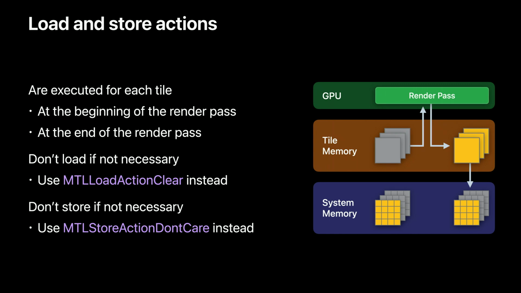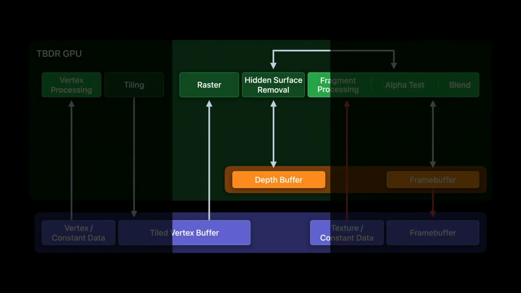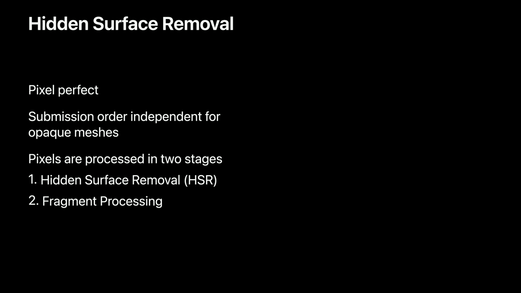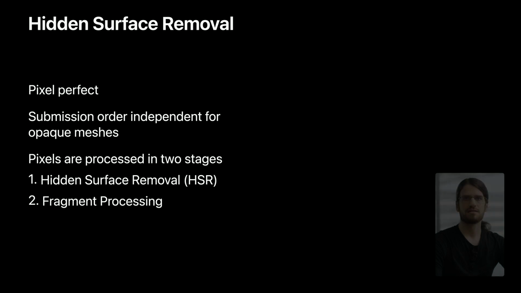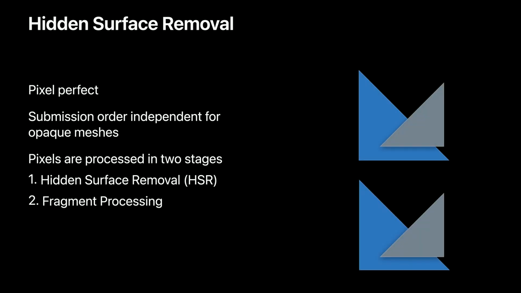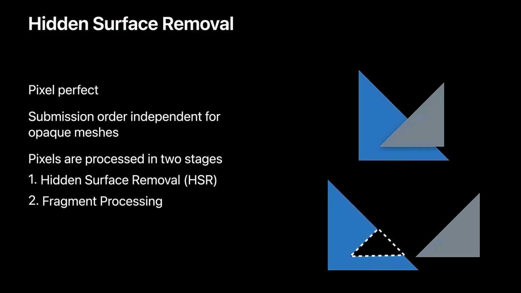So let's look at the rendering phase in a bit more detail. Starting with hidden surface removal, or HSR, which happens before we render anything. This is possible thanks to the on-chip depth buffer. This is also a key aspect of TBDR. HSR allows the GPU to minimize overdraw by keeping track of the frontmost visible layer for each pixel. HSR is both pixel perfect and submission order independent. So pixels will be processed in two stages: hidden surface removal and fragment processing. For example, even if you draw two triangles back to front, HSR will ensure that there is no overdraw.